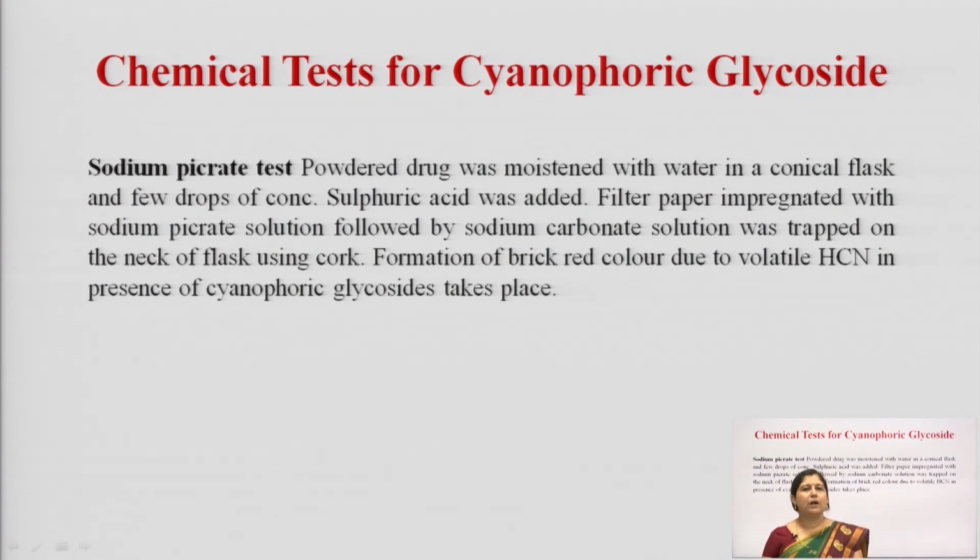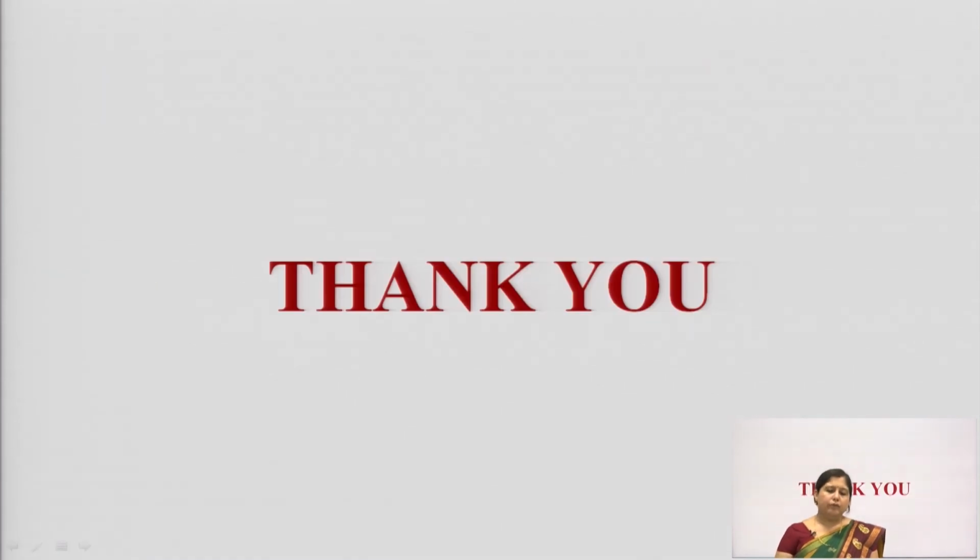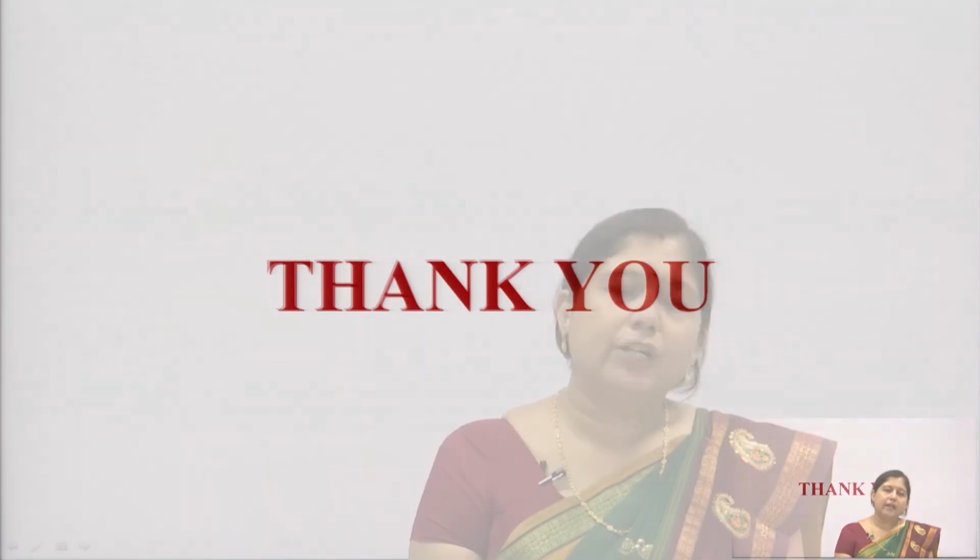This is one test for the cyanophoric glycosides, where we do the sodium picrate test in a conical flask. We impregnate the filter paper with sodium picrate, and when it is treated with a cyanophoric glycoside, the HCN gas turns it into a brick red color. So, with this we have understood the definition of glycosides, its various classifications, properties and different chemical tests based on the chemical categories.